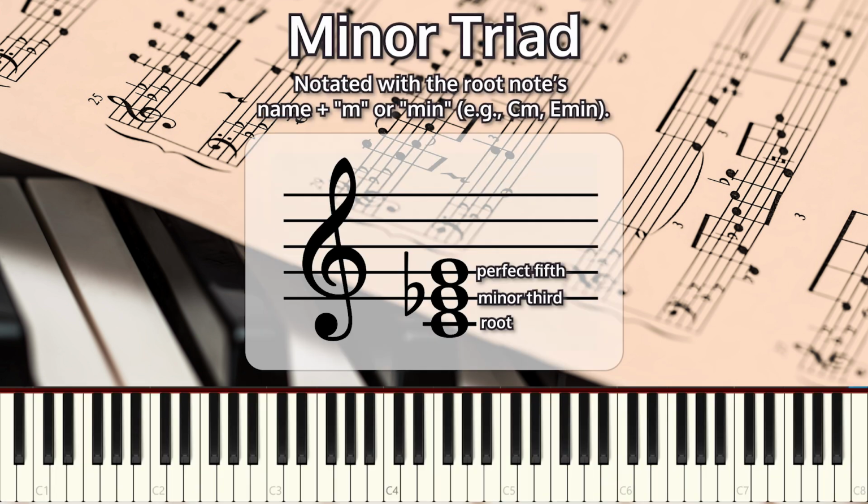A minor triad consists of a root note, a minor third, and a perfect fifth. They are notated with the root note's name, followed by a lowercase m, or the word min.